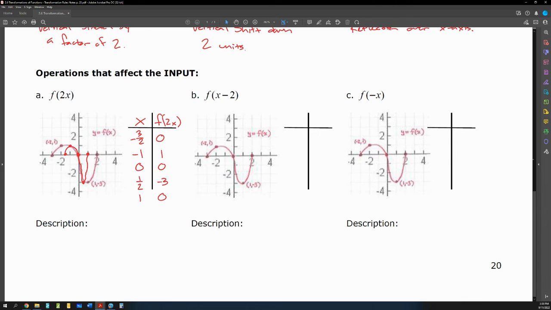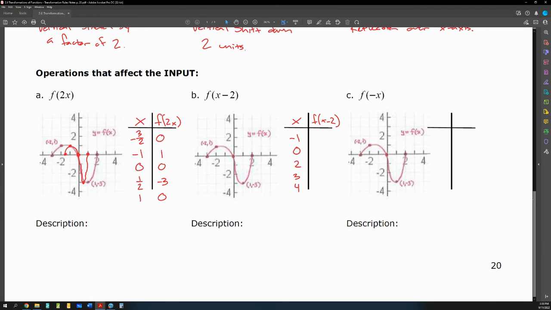For letter B, f of x minus 2, so x, f of x minus 2. So again, we're going to have to look at the function inputs. Instead of -3, -2, 0, 1, and 2, we're going to say what number subtracted by 2 gives us each of those values. So what number minus 2 gives us -3? The answer is -1. What number minus 2 gives us -2? The answer is 0. What number minus 2 gives us 0? The answer is 2. And then our other inputs, 3 and 4.